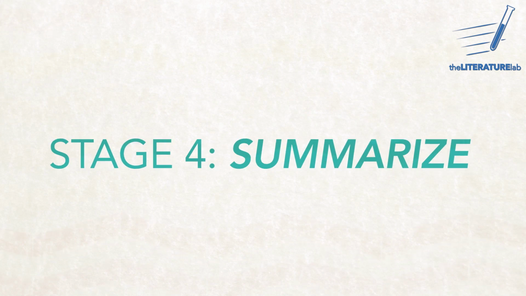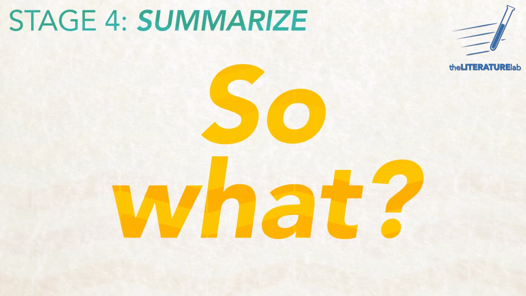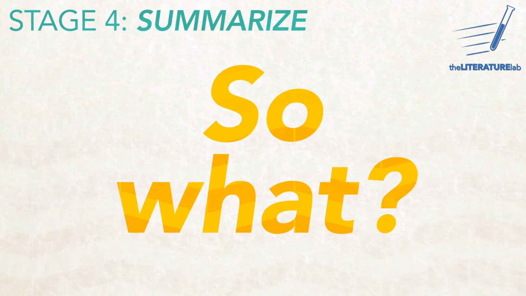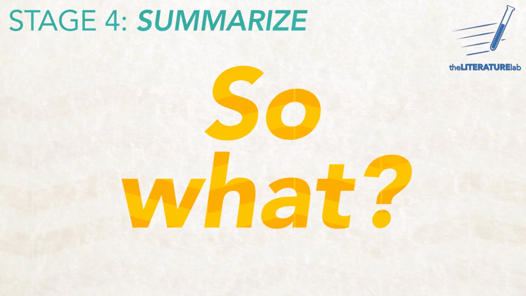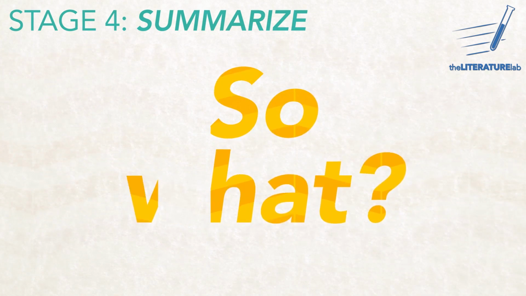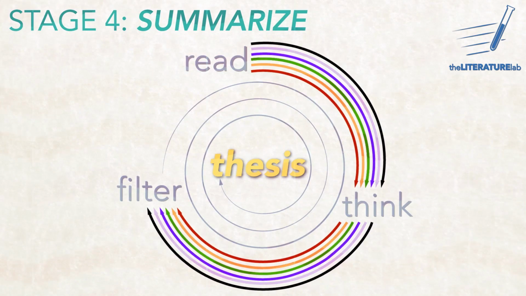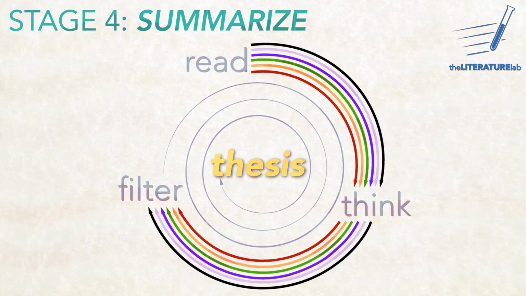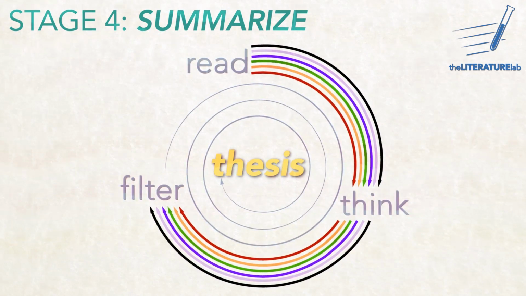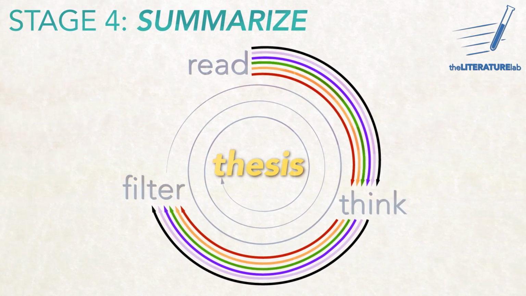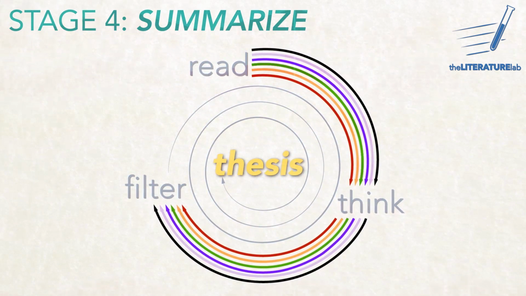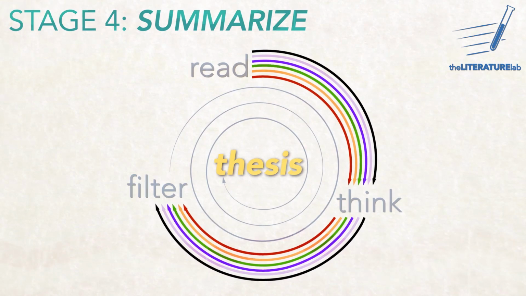And so at last we come to stage 4. At this stage you ask yourself, so what? Why are these ideas connected? Why do they matter? What's the big picture here? You're moving toward a thesis statement, a statement that summarizes your argument in 1 or 2 sentences, usually 1. You should expect to write and rewrite this thesis statement a dozen times before you get it right.